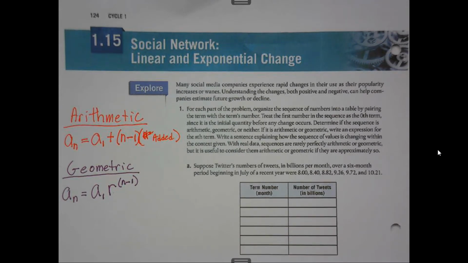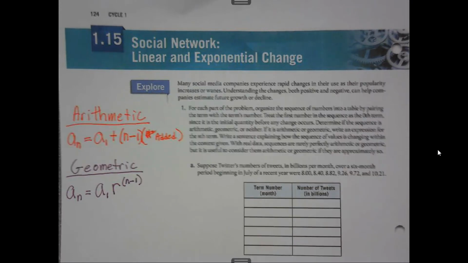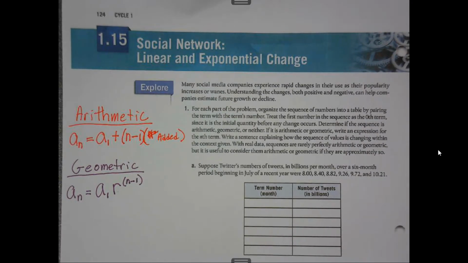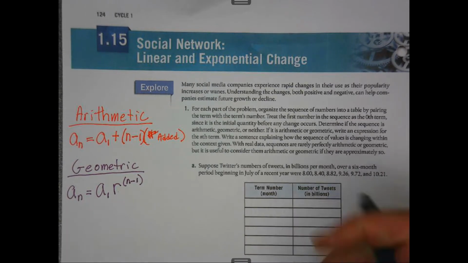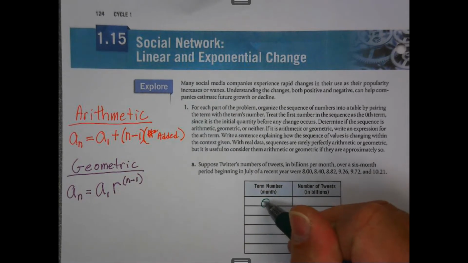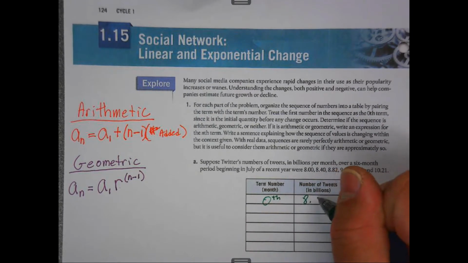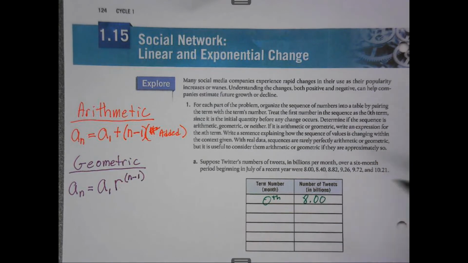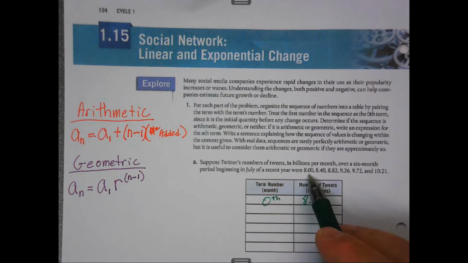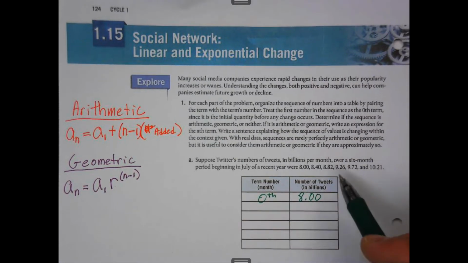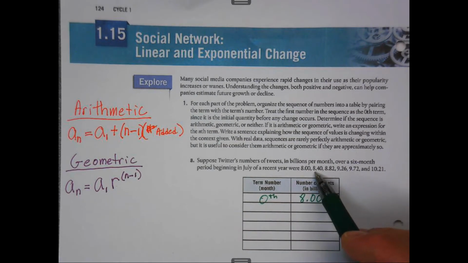Suppose Twitter's numbers of tweets in billions per month over a 6-month period, beginning in July of a recent year, were 8.0. Okay, so they want us this time to start with the 0th term. They call it the 0th term because nothing is happening to this term. So this is actually the first term. They're saying it's because we're adding, in this case, 0.4 to it.